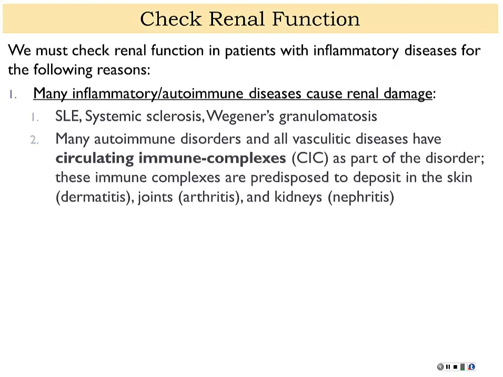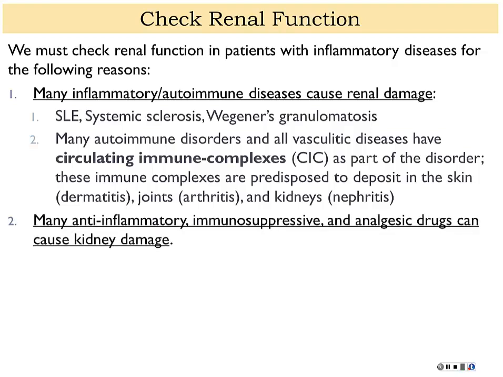Many autoimmune disorders and all of the vasculitic diseases have circulating immune complexes as part of the disorder. These immune complexes are predisposed to deposit in the skin, which causes nonspecific dermatitis, joints, which of course causes arthritis, and the kidneys to cause nephritis. Also, many anti-inflammatory, immunosuppressive, and analgesic drugs can actually cause kidney damage. A classic example of that are the non-steroidal anti-inflammatory drugs, which when taken for long periods of time, as they are often used clinically, do cause kidney damage.